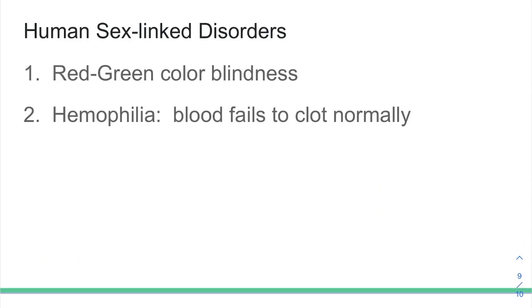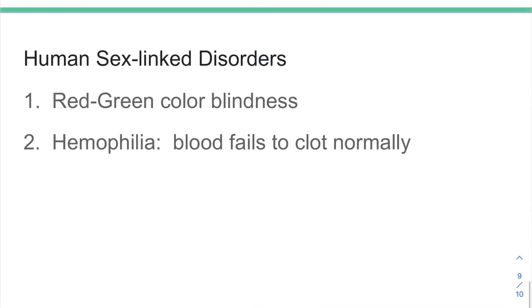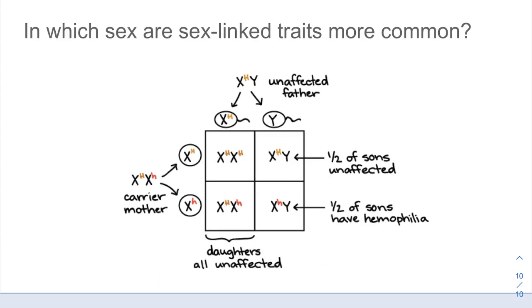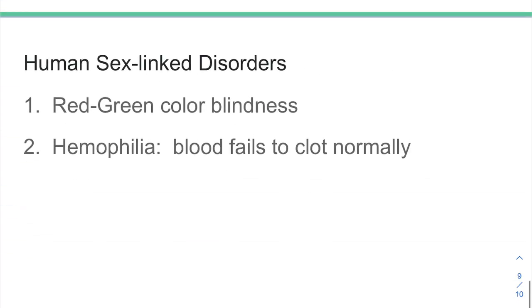In humans, we often have sex-linked disorders. So one of them is red-green color blindness, and another is hemophilia. And hemophilia is a disorder where your blood fails to clot normally. So if you have hemophilia, you have to be careful about getting even the smallest paper cut because you won't stop bleeding. So in our practice problems, we're going to get some examples of both of those.